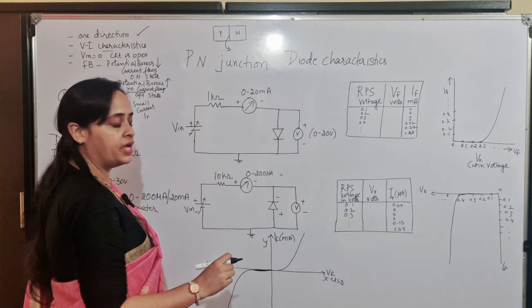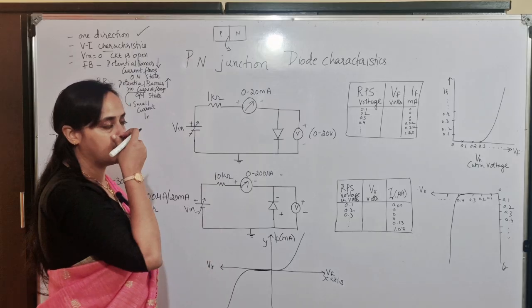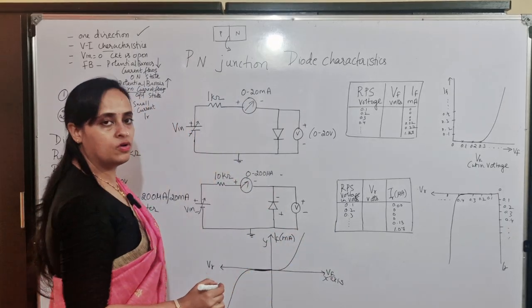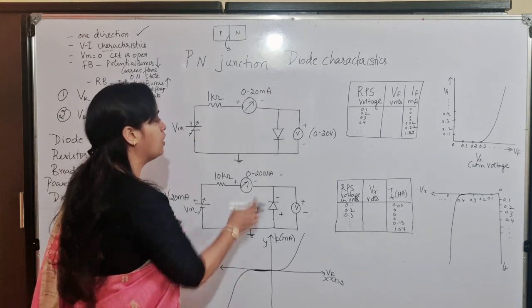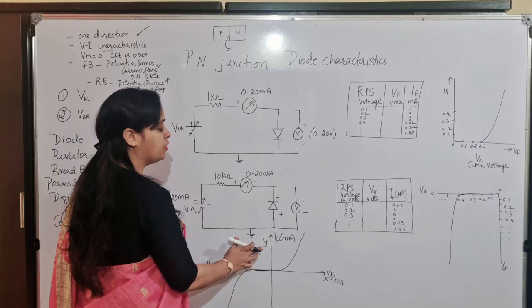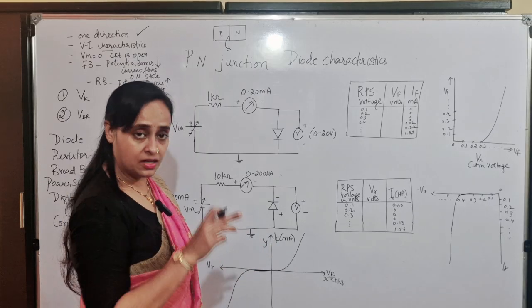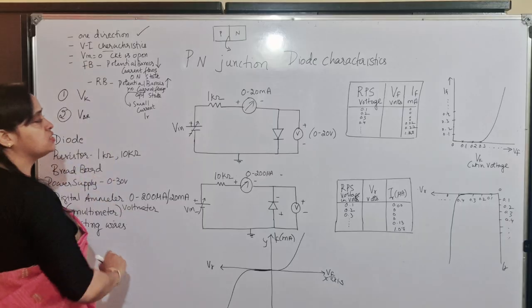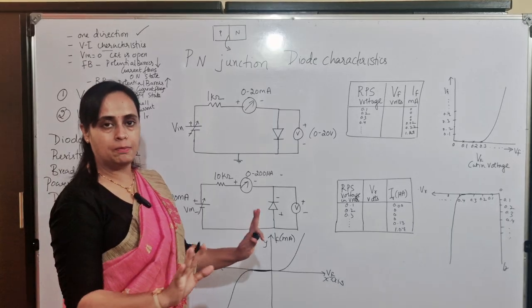The curve obtained by plotting voltage along x-axis. What type of voltage? Forward voltage. Forward voltage is a voltage which is measured across the diode. And with respect to current which is plotted along y-axis, where current is the current which is flowing through the diode.